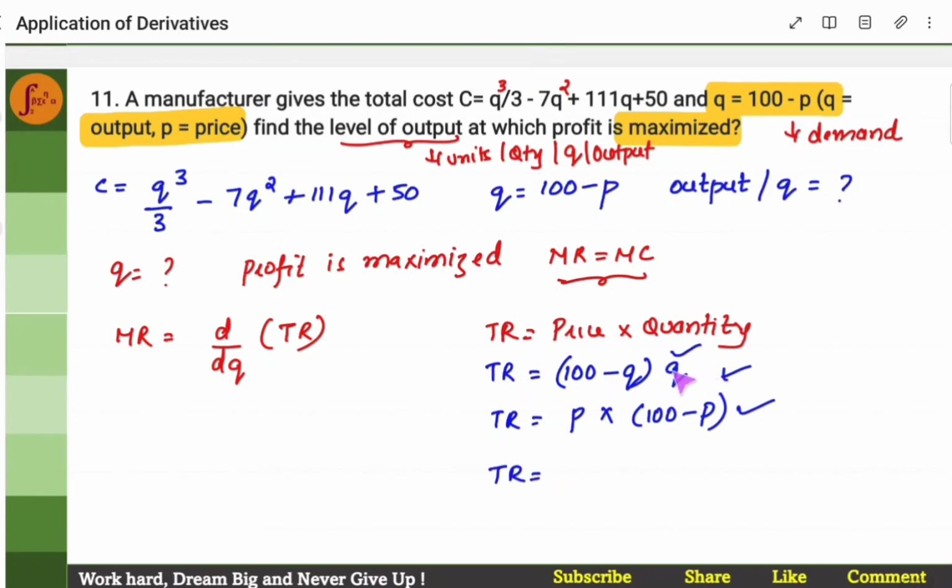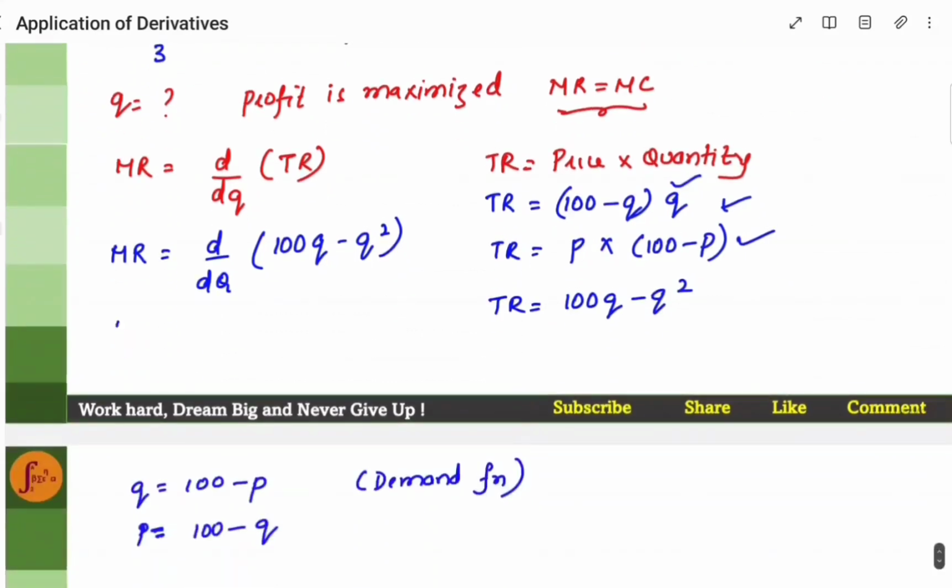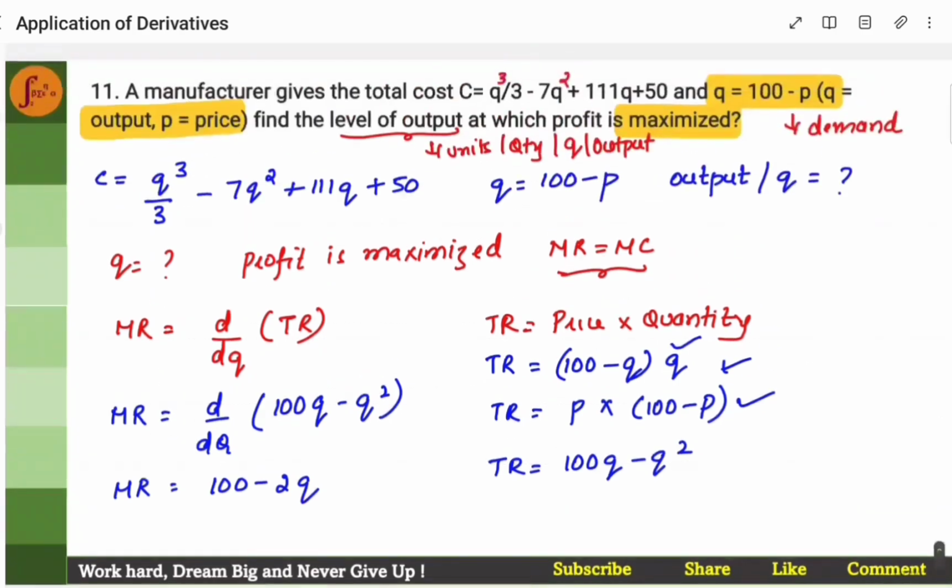Total revenue is, we'll take this equation, 100Q minus Q square. Now we'll find the marginal revenue. Total revenue is 100Q minus Q square, so differentiating this is nothing but 100 minus 2Q. This is marginal revenue.